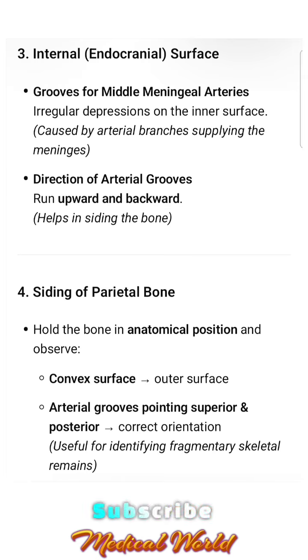3. Internal endocranial surface. Grooves for middle meningeal arteries. Irregular depressions on the inner surface. Caused by arterial branches supplying the meninges. Direction of arterial grooves: run upward and backward. Helps in sighting the bone.